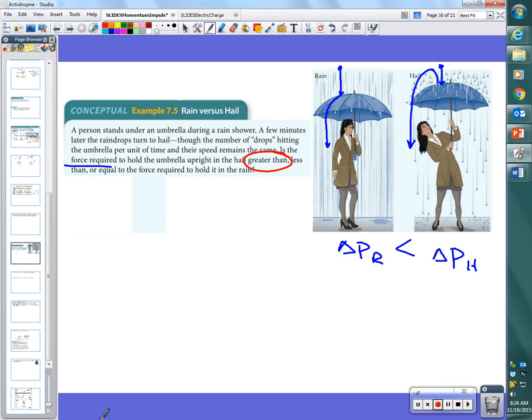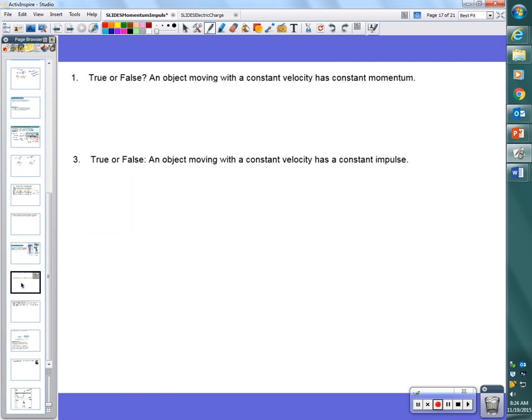Before we answer that question, I want to go back to the sheet that we were working on before, and I want you guys to answer these two questions. Question number 1: an object moving with constant velocity has a constant momentum, and an object moving with constant velocity has a constant impulse. Both of those are true or false questions. So question number 1 and question number 3. Guys, do this. Talk to the person next to you for 30 seconds. Come up with answers to these questions. Go.